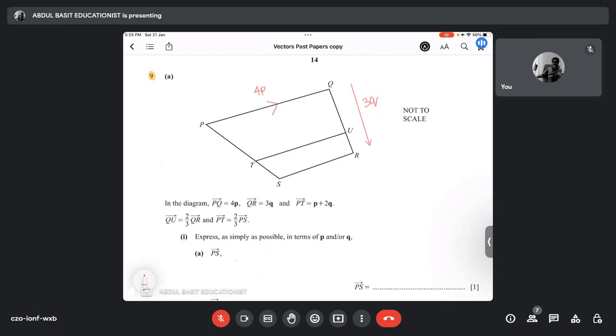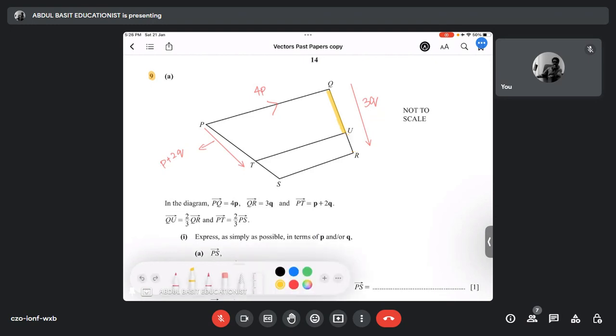Okay. P to T is given. So let's draw a line from here, and that is p plus 2q. Then what is written next? QU is equal to 2 by 3 of QR. That is, Q to U is 2 by 3 of QR. Is this clear? Yes, sir. If it is 2 by 3, that means U to R is 1 by 3. Is this clear?